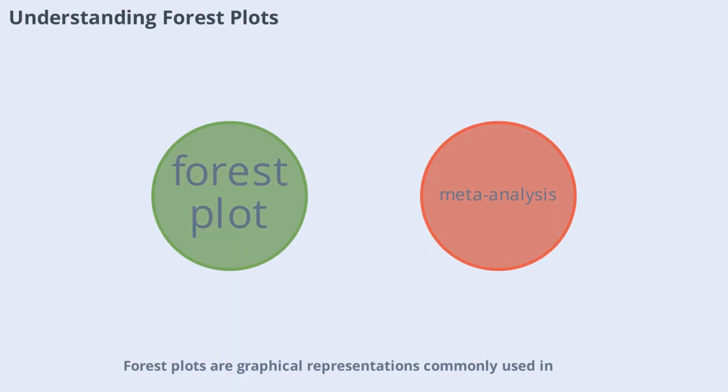Forest plots are graphical representations commonly used in meta-analyses to display the results of multiple studies. They show the effect size and confidence intervals for each study, as well as the overall summary estimate. Learning to interpret forest plots can help you quickly assess the consistency and strength of evidence across studies.